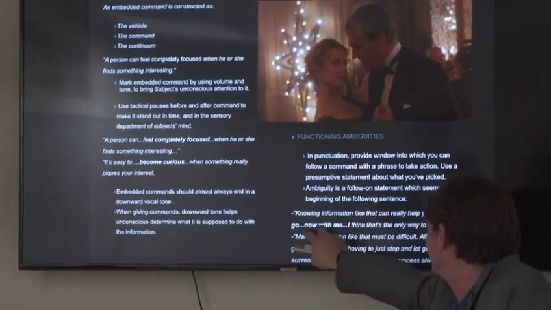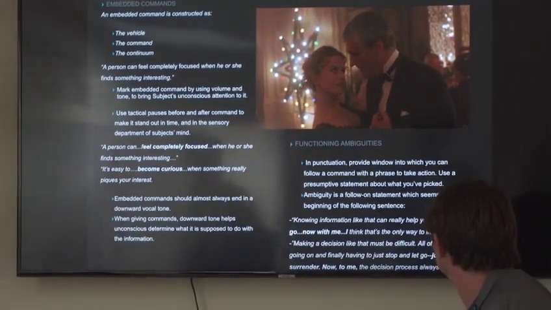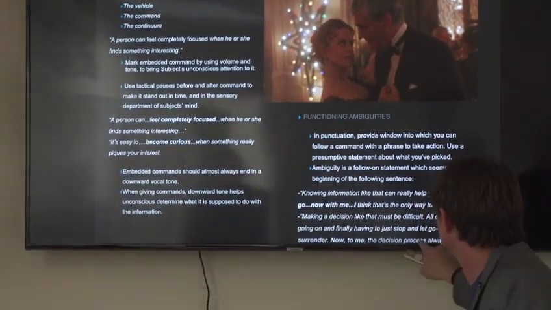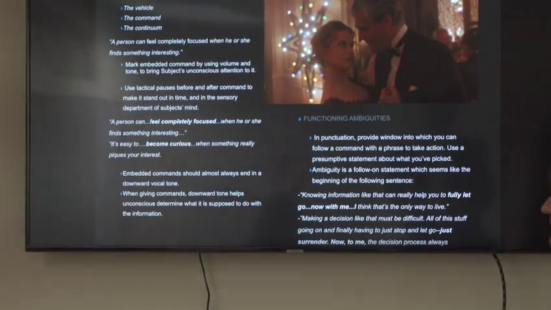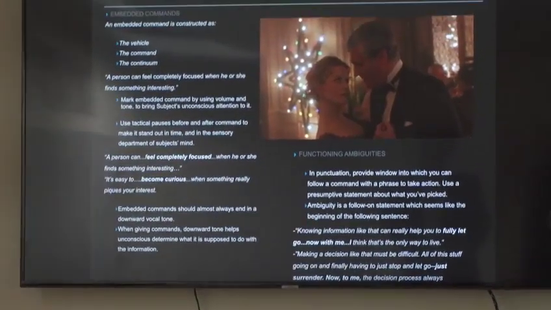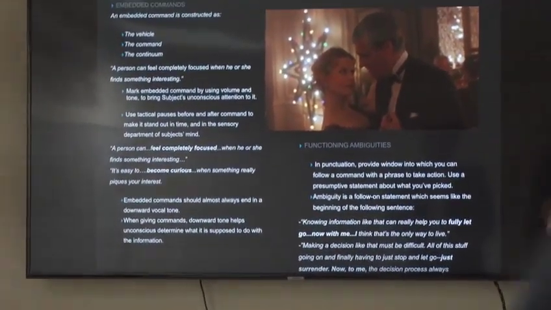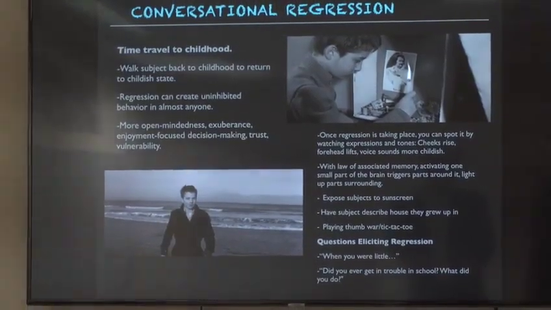But really, this is the sentence: fully let go now with me. Surrender now to me. All this stuff going on, finally having to just stop and let go. Now to me, the decision is always... Are you guys following? All right, so have you all surrendered to me? Take us to your leader. You got any clue? I already did this.